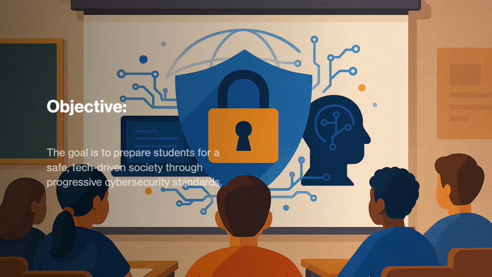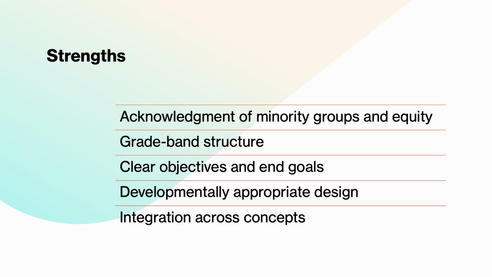The objective of the New York State K-12 standards is to prepare students for our tech-driven society with safety and integrity. The strengths I have found have been the acknowledgement of minority groups and equity, grade band structures, which organize each grade into groups of bands to establish mastery by band-in and scaffold learning. The how to read section adds clarifying statements for each standard.